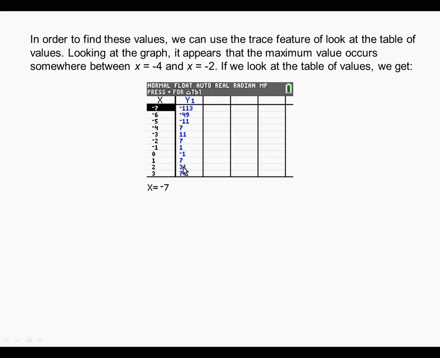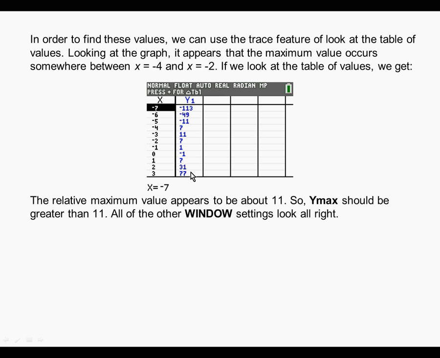Notice this just keeps getting bigger and bigger, because we could see from the graph that as I move away from the origin, I get bigger and bigger values. So, just in case the maximum did not occur exactly at -3, I want my y max to be something bigger than 11. I don't see any need to change the x min and the x max. I'm going to keep them at -10 and 10. But I do have to change my y max.